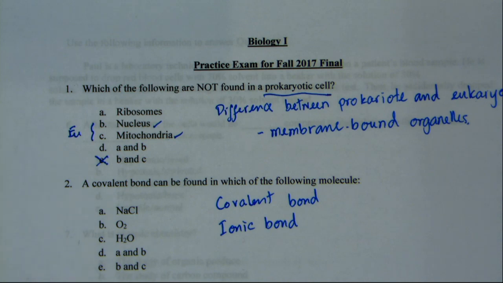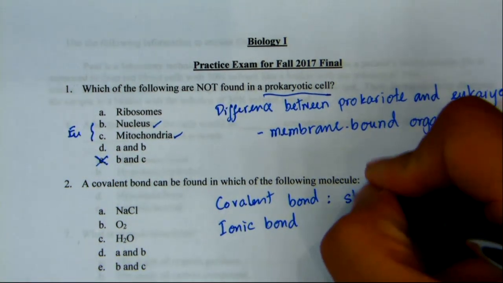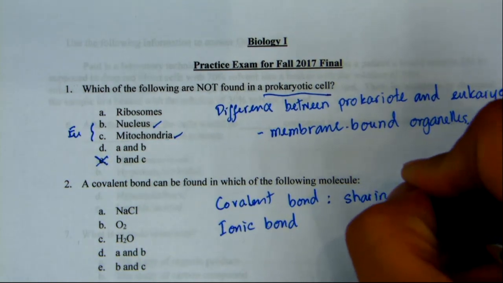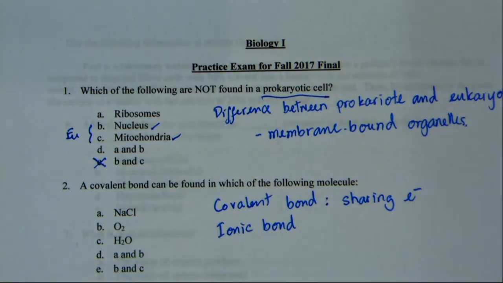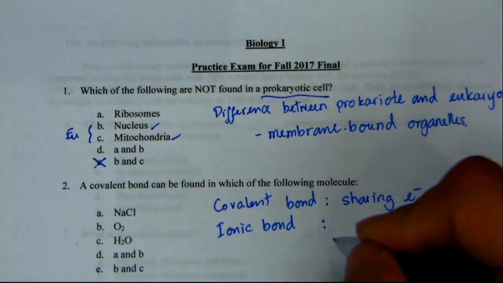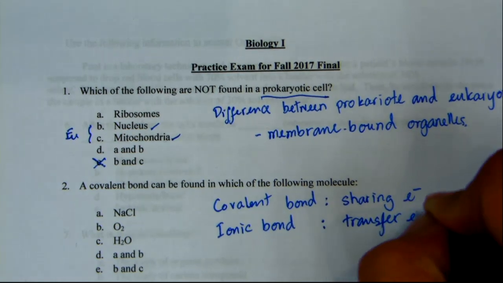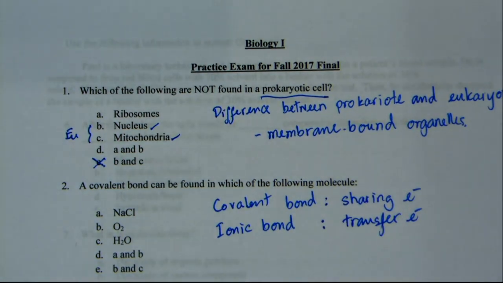For covalent bond, what's the key word that we use here? Sharing, very good. Sharing electrons, right? The other one, ionic, would be transferring electrons.